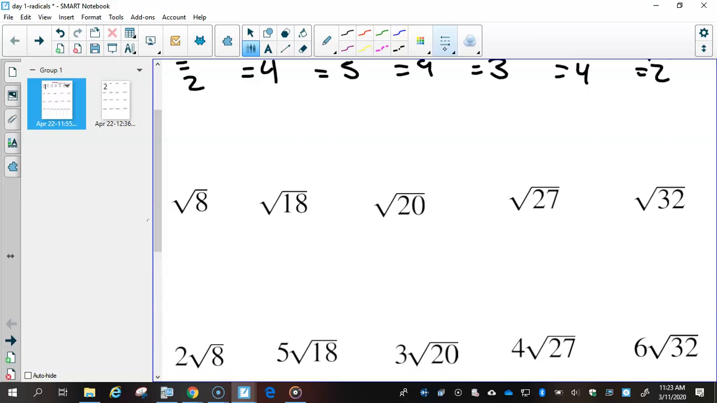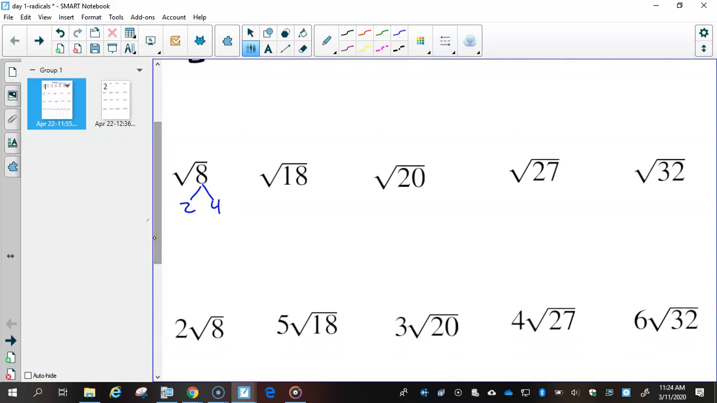2 and 4. And we're going to keep doing this until we get prime numbers. So that's numbers whose factors are 1 and itself. So 2 is a prime number because its factors are 2 and 1. What are some factors of 4? 2 and 2. And now we've gotten to prime numbers.